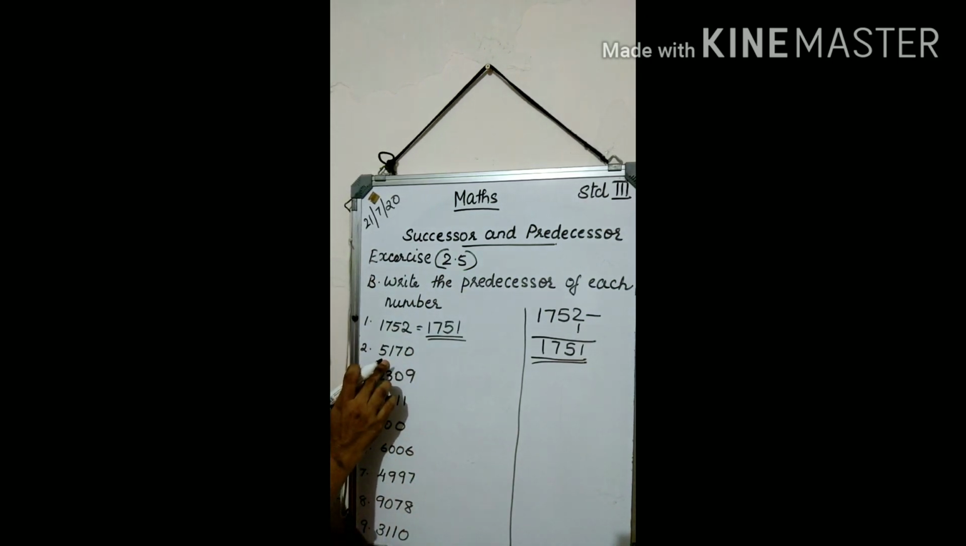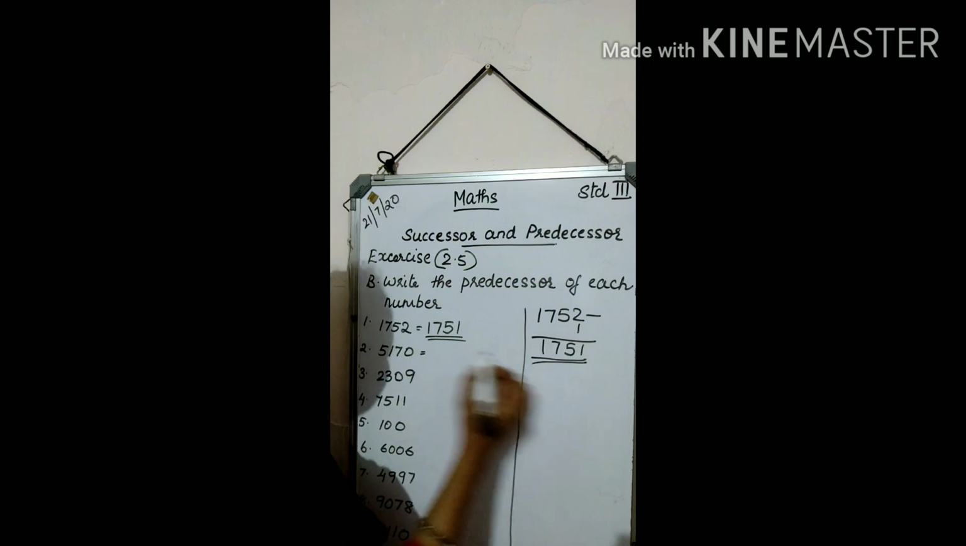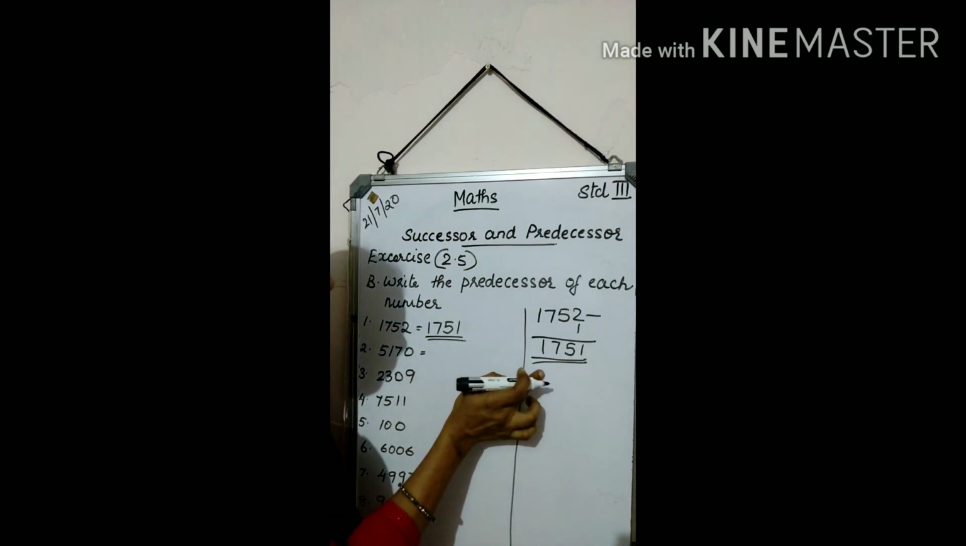So this is the predecessor of this number. Then look at the next number, 5170. To find out the predecessor of this number, you have to write the number here.